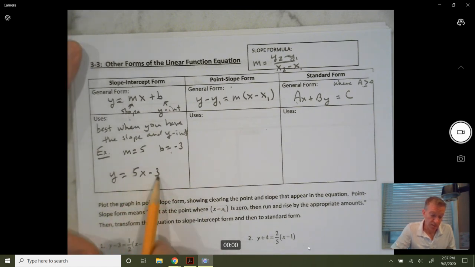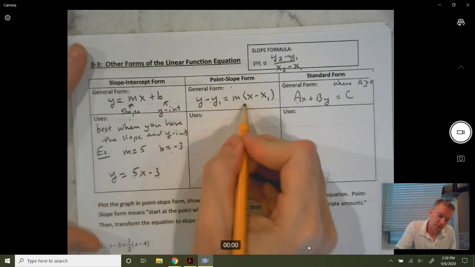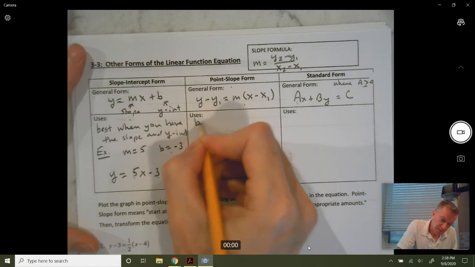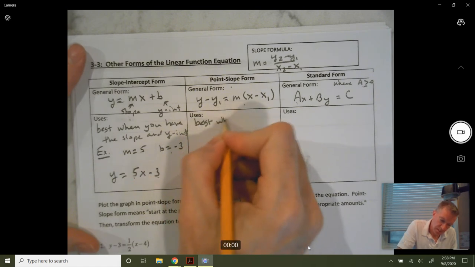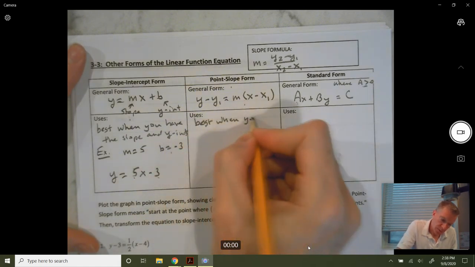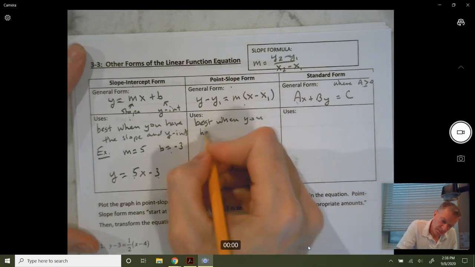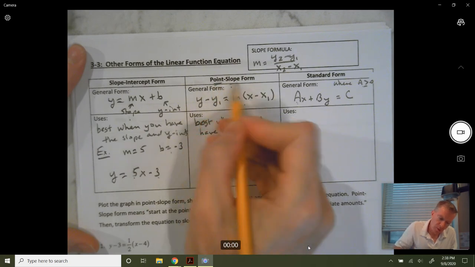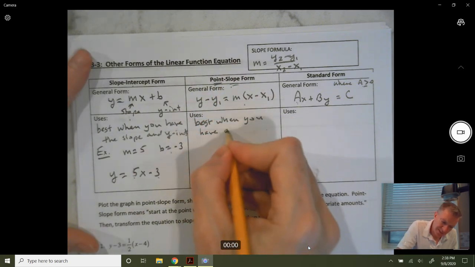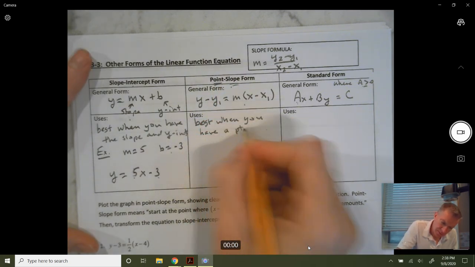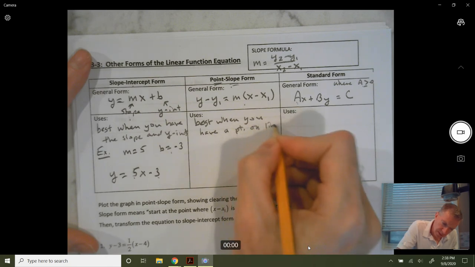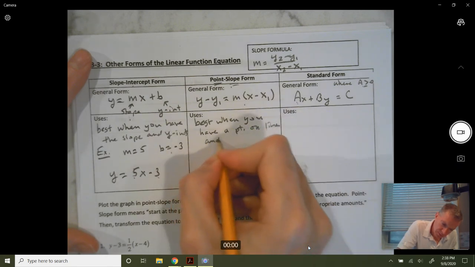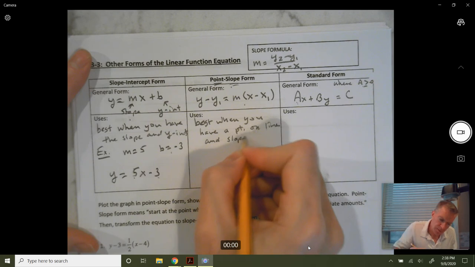You go to the y-intercept and then you go up 5 over 1, positive 5 slope. Okay. Here, the best use for this one, best when you have, what do you think we need for this one? Well, a point and a slope. When you have any point on the line and you have a slope of the line.